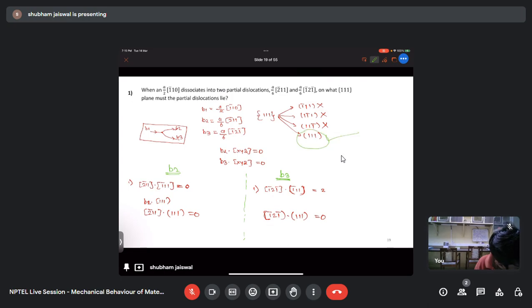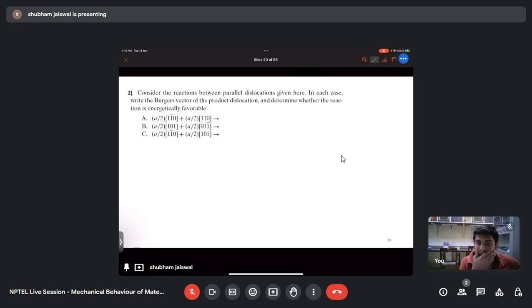This will be our correct answer. So this partial dislocation will lie on a 1 1 1 plane. So this was just a simple question. Now try to find out the second question, which is like this.